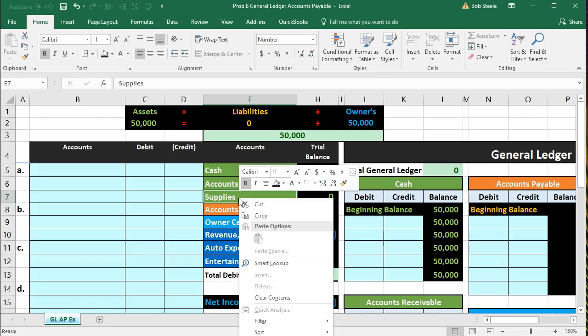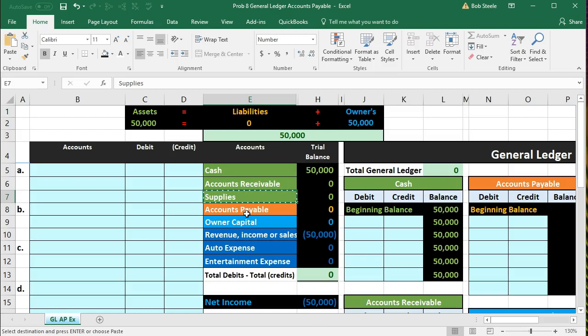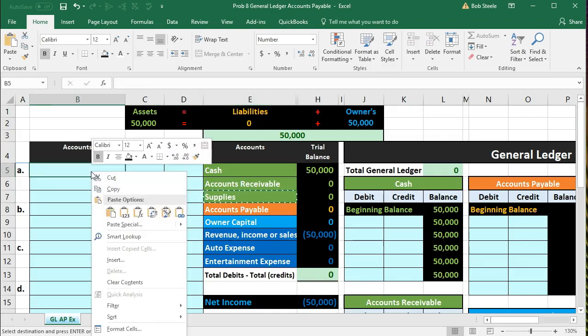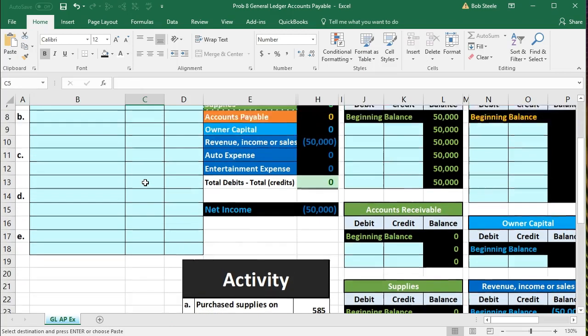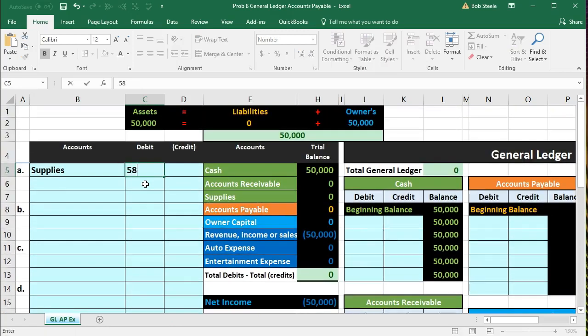So I'm going to copy the supplies in E7, right-click, copy. Going to put that over here in cell B5, right-click, and paste, not the paste everything. I don't want the format. I just want the values only. So we're going to paste, 1, 2, 3, values only. The amount then will be as given, the 585. So we're going to put 585 in cell C5.